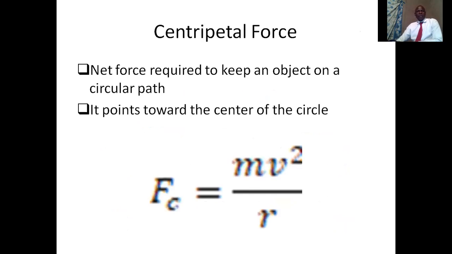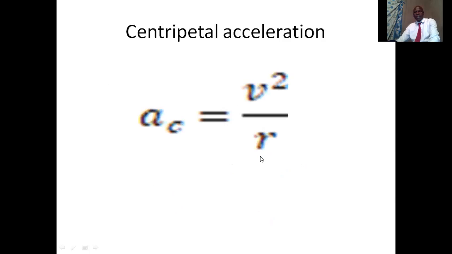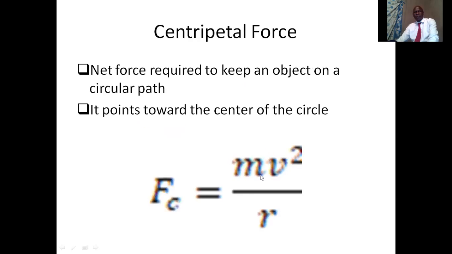So now we look at centripetal force, which is the net force required to keep an object on a circular path. It also points towards the center of the circle. As you know, we said that acceleration is equal to velocity squared over R. And from Newton's second law of motion, we stated that force is equal to mass times acceleration.